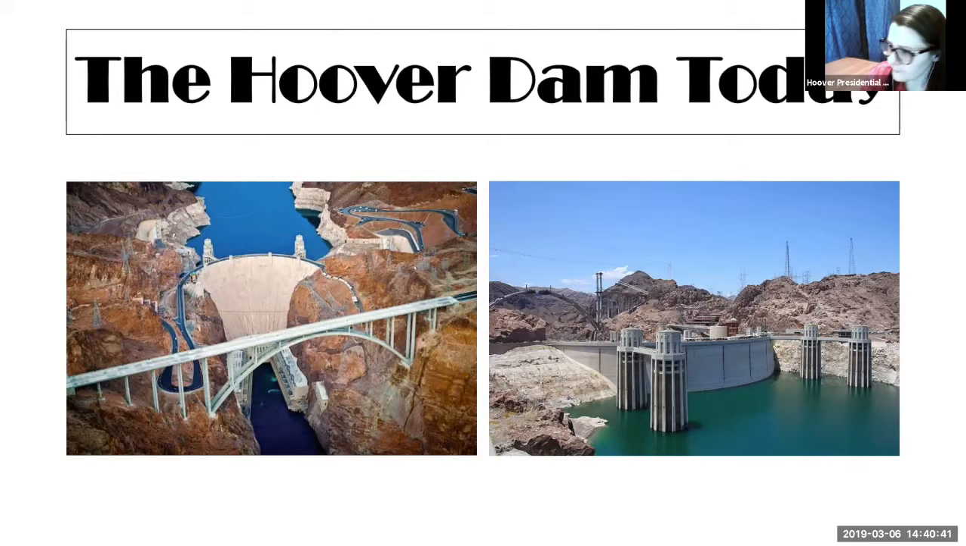So the generators inside of the dam generate enough electricity to power 750,000 homes, and each generator weighs as much as 4.5 fully loaded Boeing 747s. So they are enormous hydroelectric power turbines that are making power.